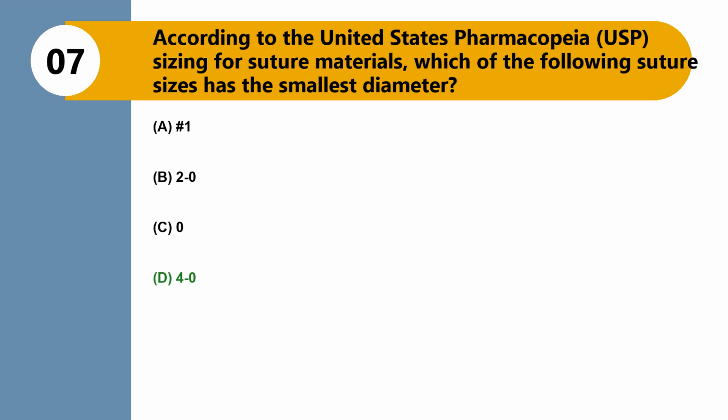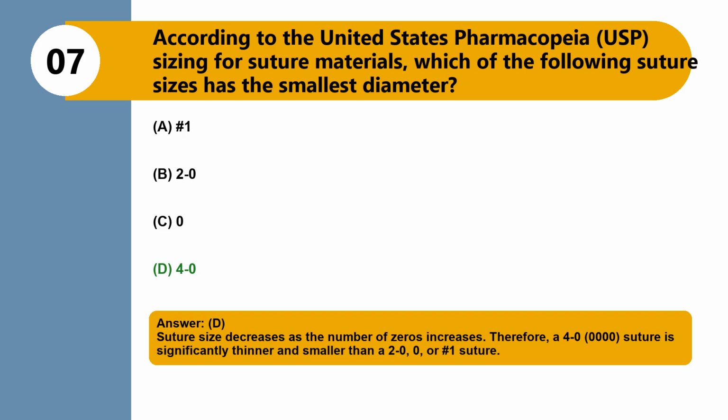4-0. Suture size decreases as the number of zeros increases. Therefore, a 4-0 (0000) suture is significantly thinner and smaller than a 2-0 (00), 0, or number 1 suture.